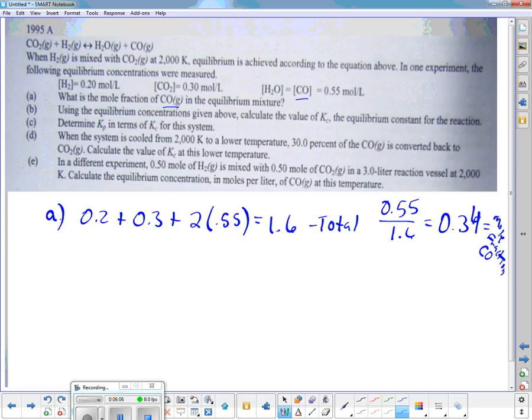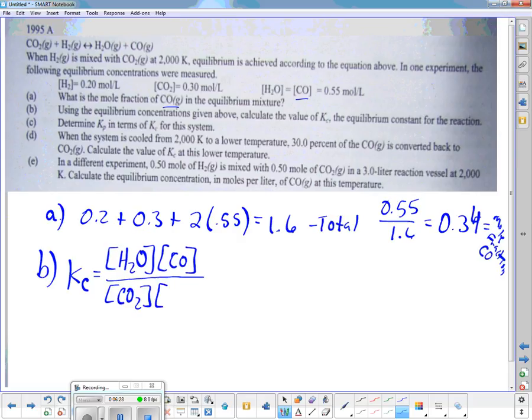Okay. Using the equilibrium concentrations given above, calculate Kc. So I need to write Kc for this equation. Kc is equal to products over reactants. So concentration of H2O times concentration of CO divided by the reactants, concentration of CO2 times the concentration of H2. Everybody okay with that? There's no coefficients, so I don't have to put anything to a power.